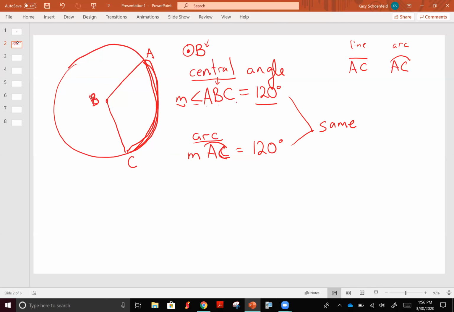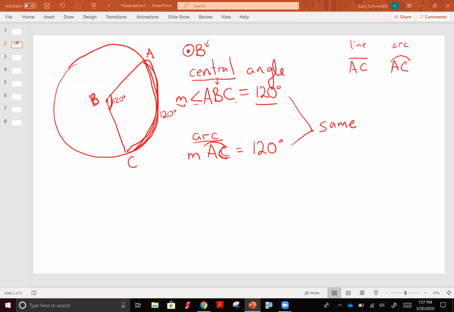If I wanted to mark a central angle, it would usually be marked right here. Hopefully you got that off of your IXL. So this is 120 degrees, and this out here is also 120 degrees. So those are the two different ways to talk about things. We're just usually not really separating them that much since they do have the same measurement.